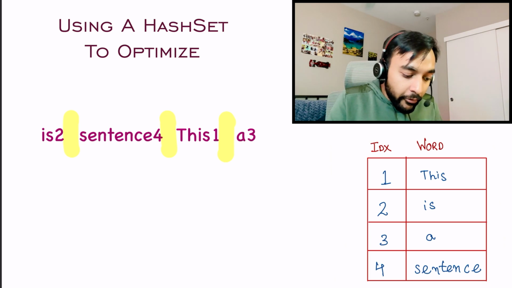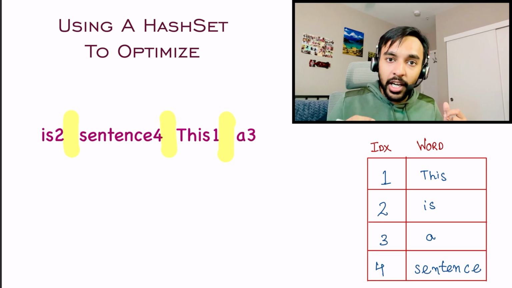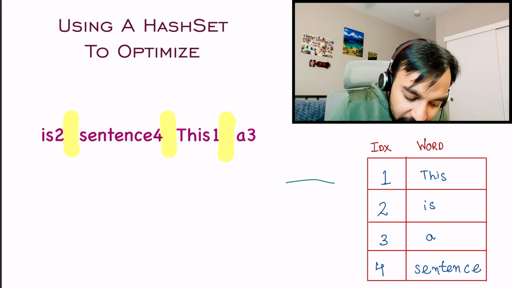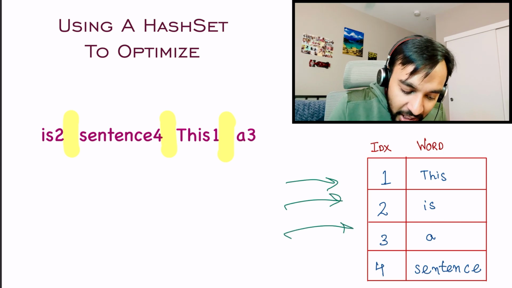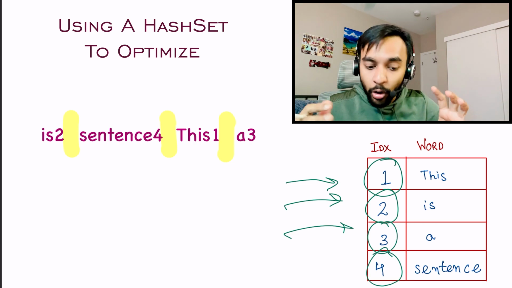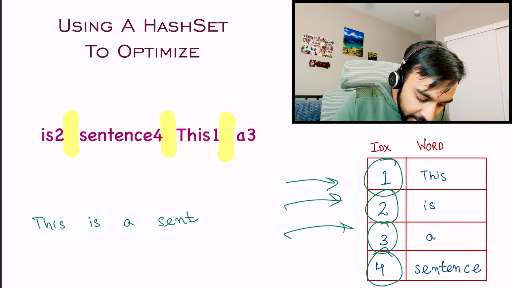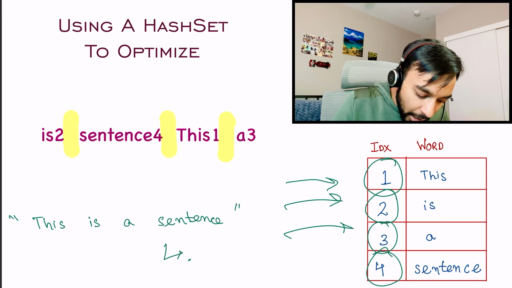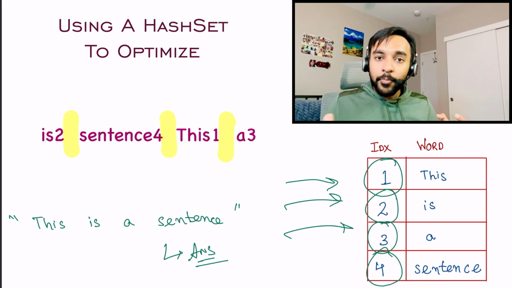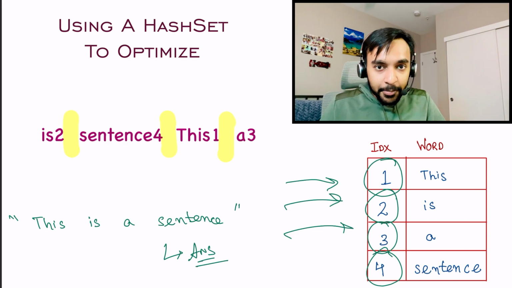So now if you look at this hash set, I have my complete string in there. And now when I have to construct the original string from this, what will I do? I will start to query this hash set one by one. First, I will query the first index, then I will query the second index, then third, and then fourth. And when I query all of them, what will I get? I will get "this is a sentence". And this is your answer, right? So in just one traversal, we were able to get our answer.